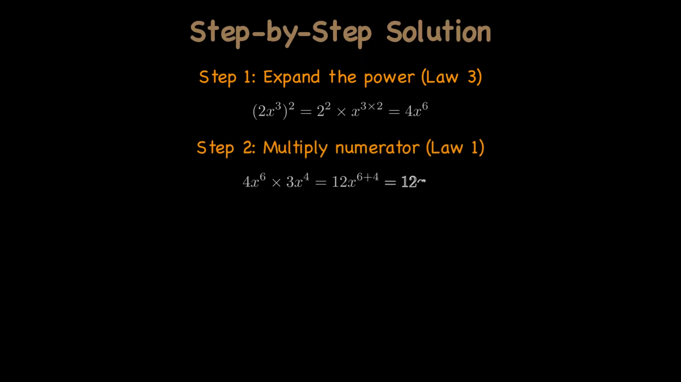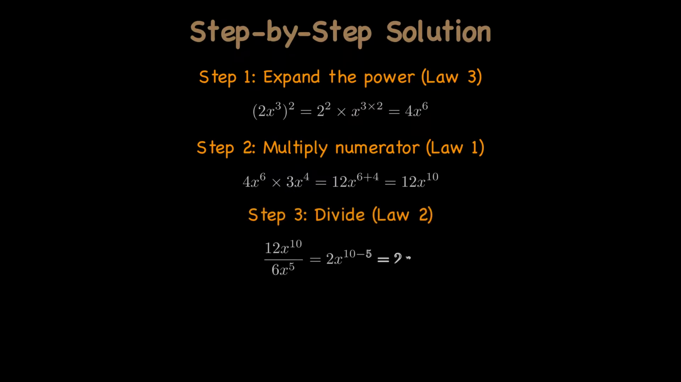Step 2. Multiply the numerator terms using law 1. 4x to the 6 times 3x to the 4. Coefficients. 4 times 3 equals 12. Indices. 6 plus 4 equals 10. That gives us 12x to the 10.